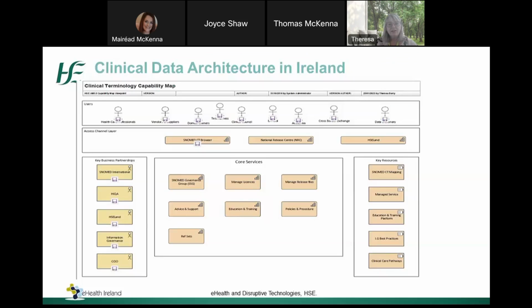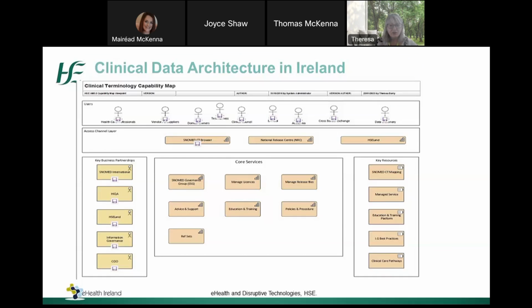So here in Ireland, my title is the Clinical Terminology Architecture Lead, and this is what the clinical data architecture looks like in Ireland. So down here we have the core services that we're doing, and this is mostly what we're doing. So managing the licenses. Anyone that uses SNOMED in Ireland needs a license. The license doesn't cost you anything, and the supplier and the project group need to have a license. It doesn't cost anything, it just keeps you on our database and keeps you updated with what's happening.